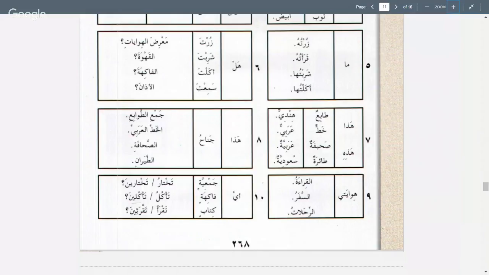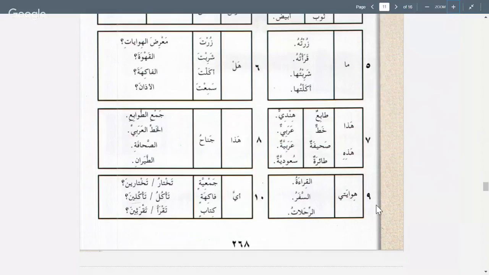Lina, number eight. هل هذا جناح جماعة الطوابع؟ This is the stamp collecting wing. Good. هذا جناح الخط العربي. This is the Arabic script wing. هذا جناح الصحافة. This is the newspaper wing. هذا جناح الطيران. This is the aviation wing. Okay. Aviation. Very good.